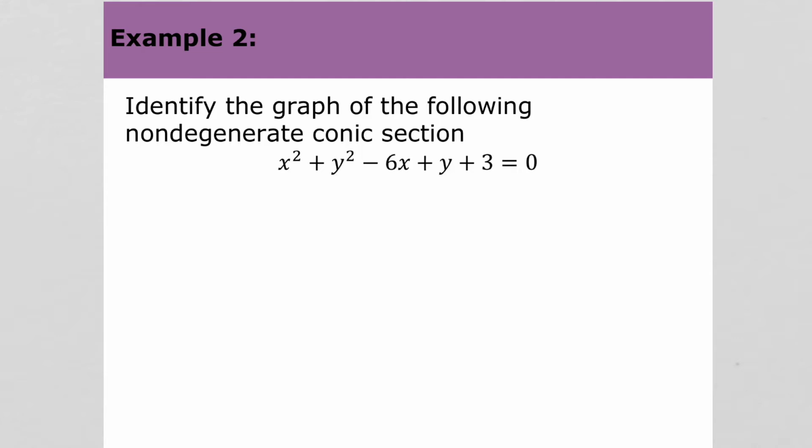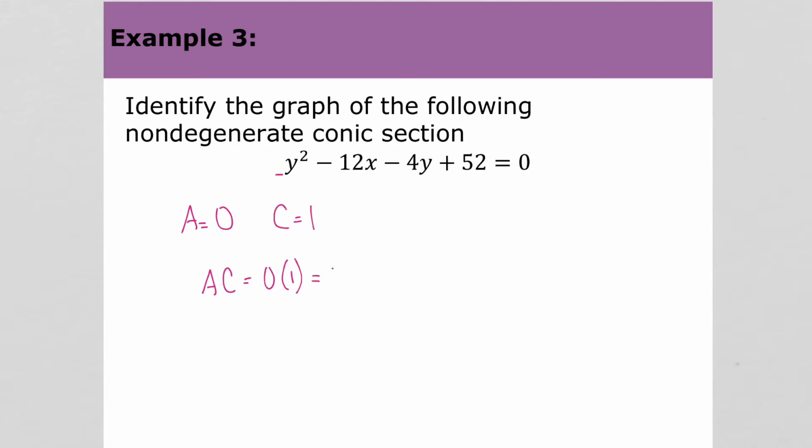Next, in this case, a is 1 and c is 1. So since a equals c, then we must have a circle. Here, a is 0 and c is 1. So ac would be 0, which means our conic section will be a parabola.